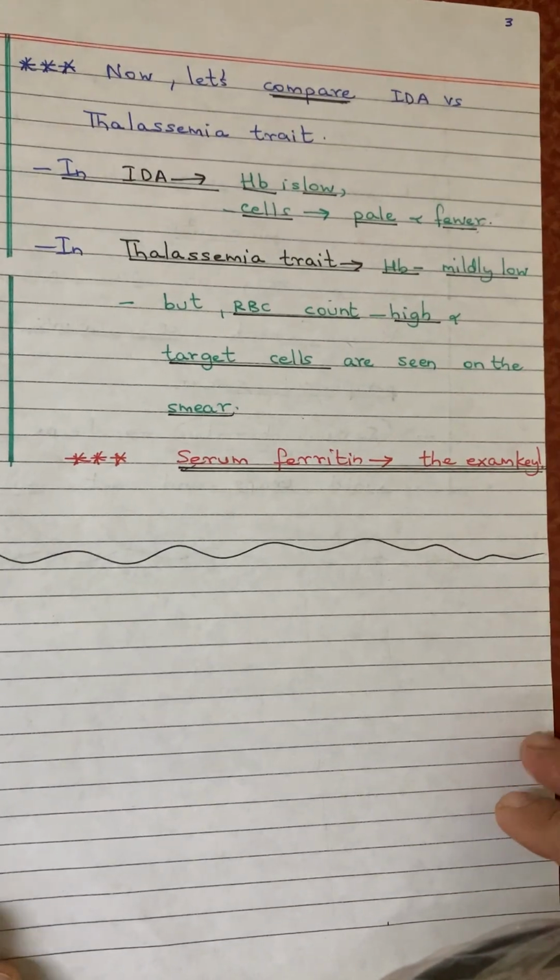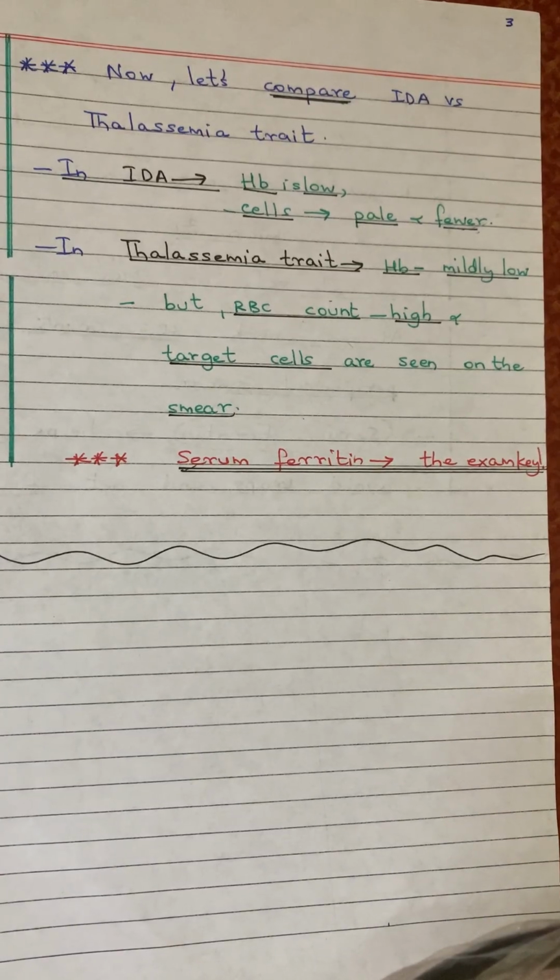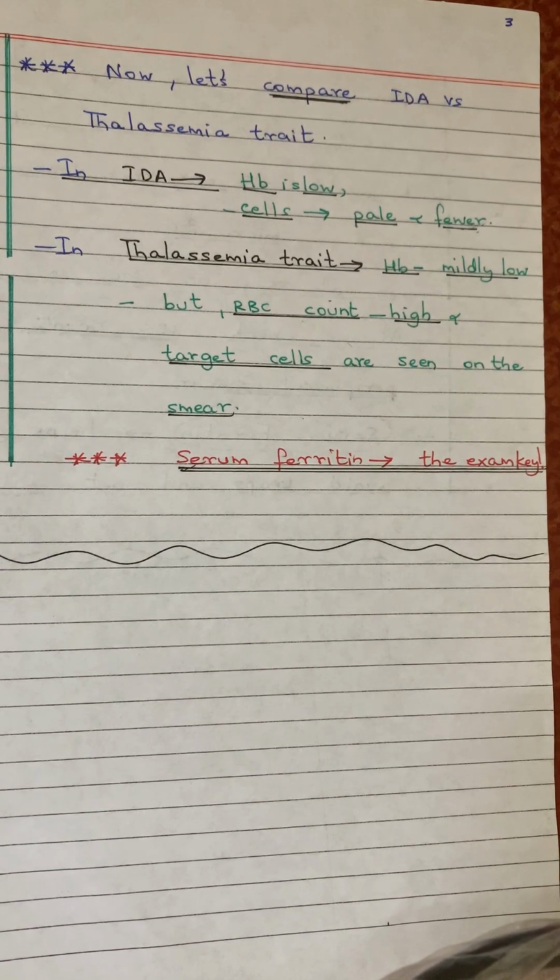Now, let's compare iron deficiency anemia versus thalassemia trait. Keeping the table in mind, just remember in iron deficiency anemia, hemoglobin is low and cells are pale and fewer. In thalassemia trait, hemoglobin is mildly low, but RBC count is high and target cells are seen on the smear. But the important parameter is serum ferritin. This is the exam key.